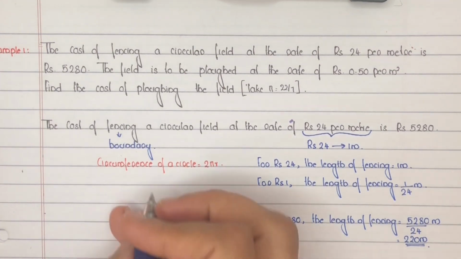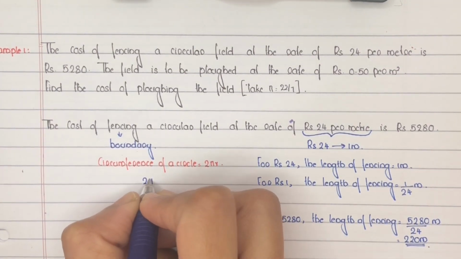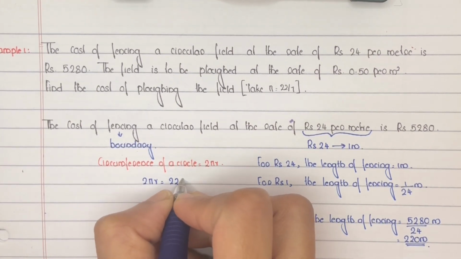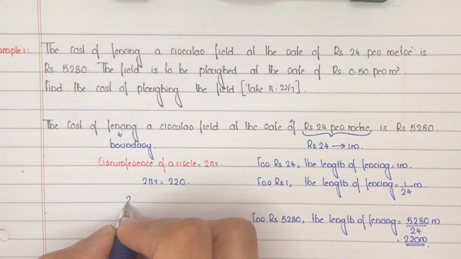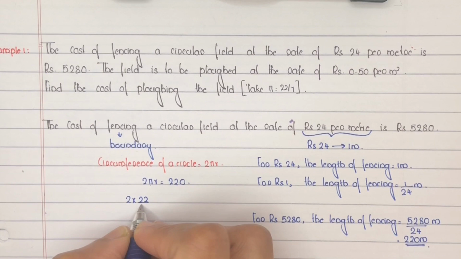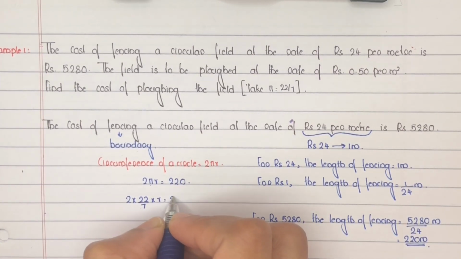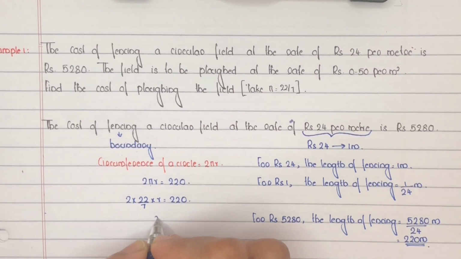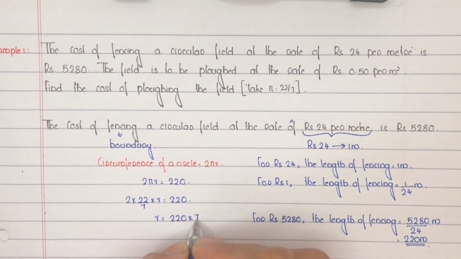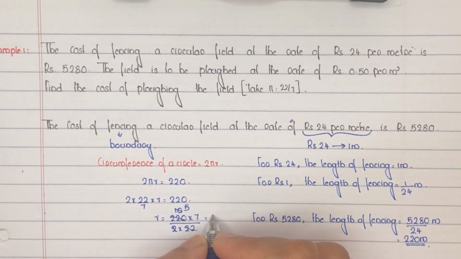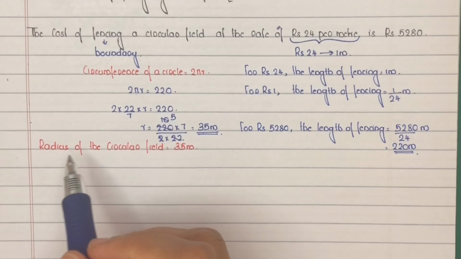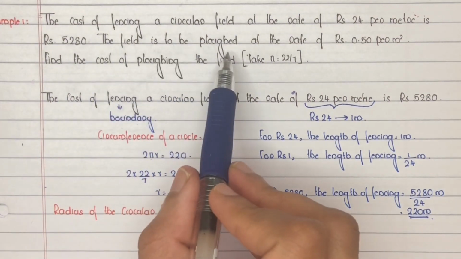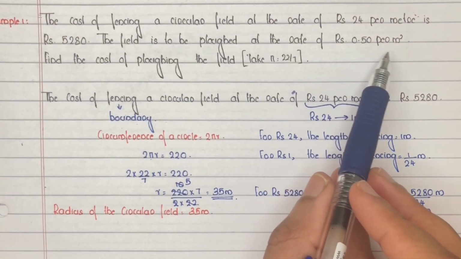Equate this. It is 2 pi r is equal to 220, and it is given, take pi is equal to 22 by 7. 2 into 22 by 7 into r is equal to 220. Now find the value of r. So r is 35 meter. So the radius of the circular field is 35 meter. Okay. Now consider the second line.